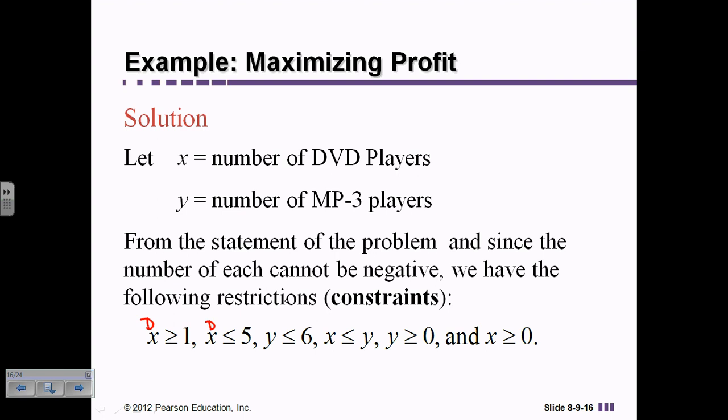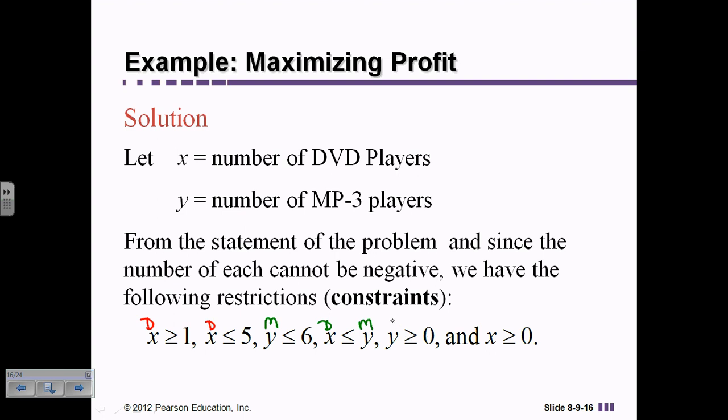Okay? Y is the number of MP3 players. The number of MP3 players cannot exceed 6 each day. So it has to be less than or equal to 6. But it says the number of MP3 players must be more than the number of DVD players. So MP3s are greater than DVDs.